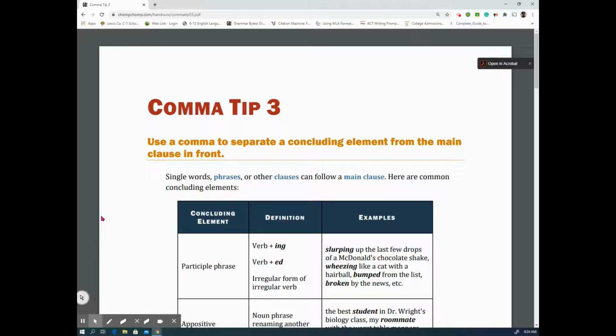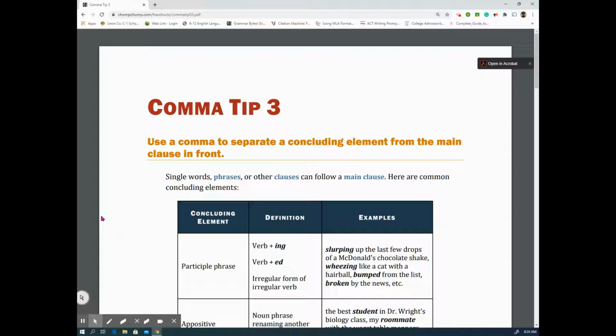Okay, so common tip number 3. Remember with common tip number 1, we were talking about introductory elements and which elements required commas to follow them. The key skill there was finding a main clause. If you had a main clause and you had something in front of it, essentially just separate what comes before it. With common tip number 2, we were looking at interrupting information.